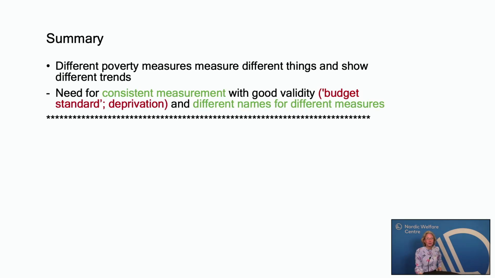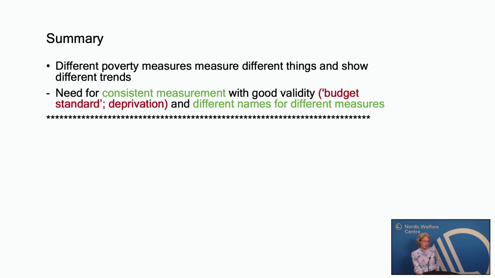Okay, so, summary. Different poverty measures, as I've shown, measure different things and show different trends. And it's very important to keep this in mind when we see poverty figures: what kind of poverty measure is this, and what does it and does it not tell us. So we need consistent measurements with good validity. So, for example, we need so-called absolute measures that would be validated with some kind of budget standard that consistently sets a limit that is deemed to be a respectful living standard over time.